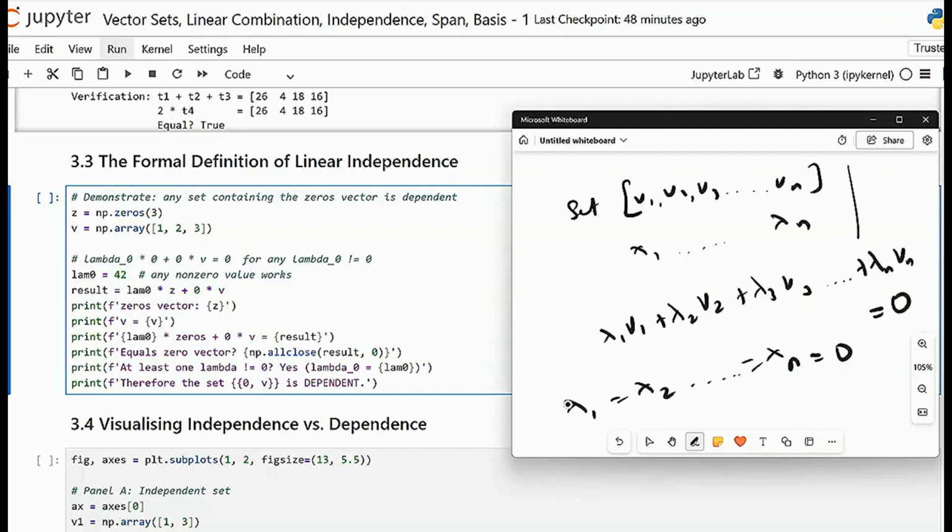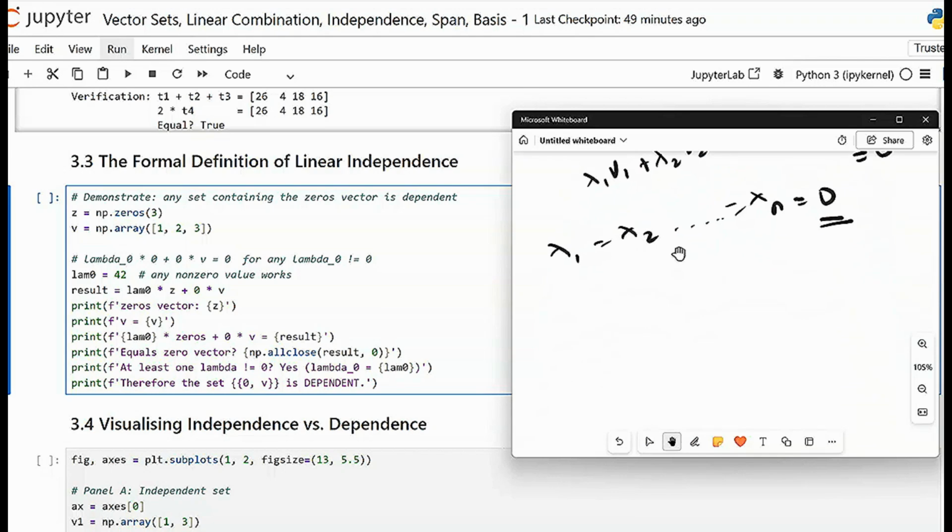Here we discuss a special case, the zero vector. Any set containing 0 is automatically dependent. Kindly observe, dear friends: let lambda 0 into 0 plus 0 into V1 equal 0 for any lambda 0 which is not equal to 0. Dear friends, this demonstrates that any set containing a zero vector is dependent.